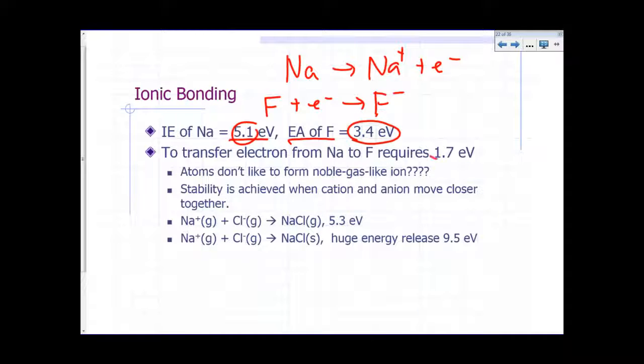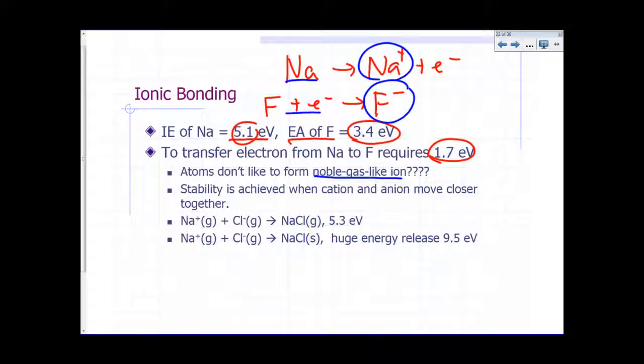So the difference between these two is 1.7 electron volts. It takes more energy to remove an electron from a sodium atom than the amount of energy you can release by putting that electron into a fluorine atom. So that's not exactly what we would consider a favorable condition for forming noble gas-like ions. Remember, sodium has a noble gas-like configuration. Fluoride has a noble gas-like configuration. It does actually require energy of 1.7 electron volts.